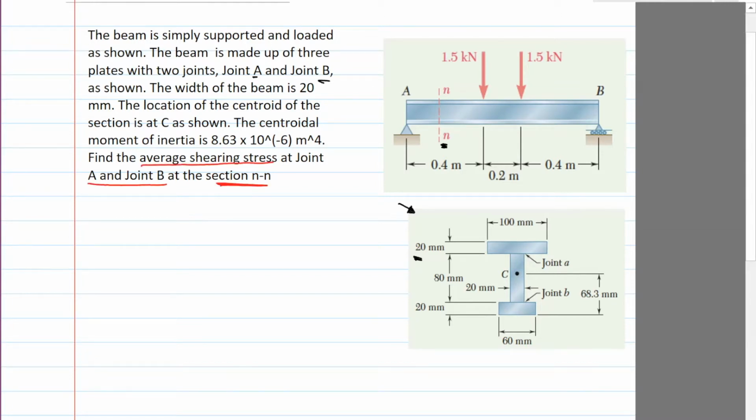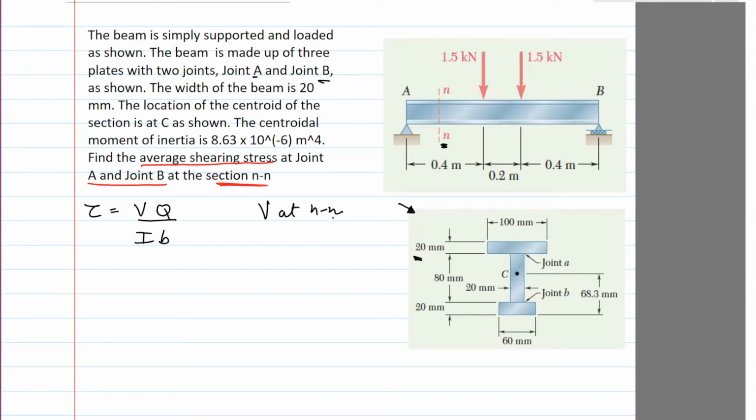Okay, so since we are asked for the shear stress, we know the formula for the shear stress is VQ divided by I times b. And in this case, we want the shear stress at joint A and B, but it's at section NN. So we need to find V at NN, right? So once we have V at the section NN, we can put that V in there. And then we need to find the other things in this equation to solve for the shear stress.